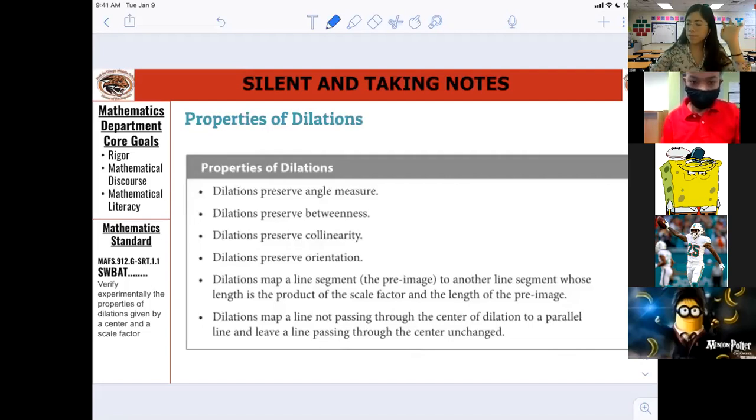All right, so time is up. However, I'm going to leave this up for just a minute to explain parts of it that maybe are a little confusing. So first of all, dilations preserve angle measure. In other words, angles don't change. Angles stay the same. Even though the figure gets bigger and smaller, if A is 60 degrees, A prime will also be 60 degrees. Exactly. So angles stay the same.